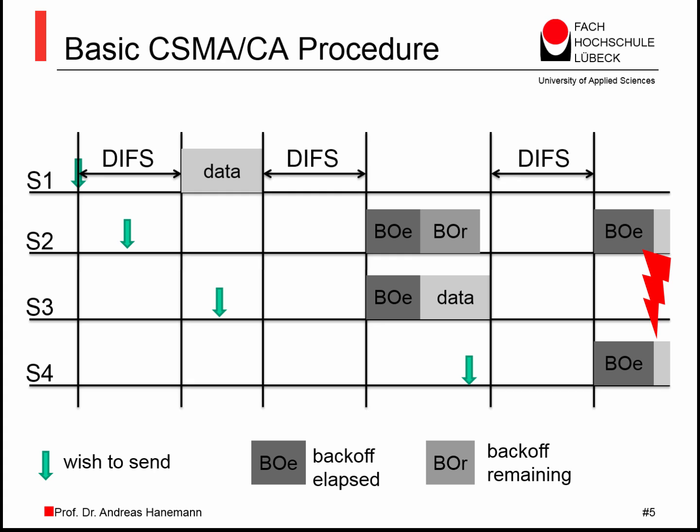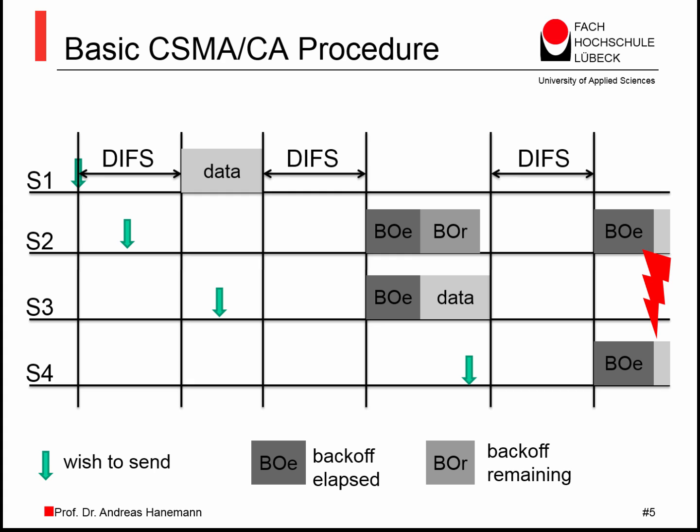At this point in time, S2 notices that the medium has become busy. It stops its attempt to transmit a frame, but freezes the remaining waiting time. This is a fairness mechanism, because in the next attempt, this remaining waiting time is a new waiting time for S2. In this way, it is more likely that S2 will have the shortest waiting time then.